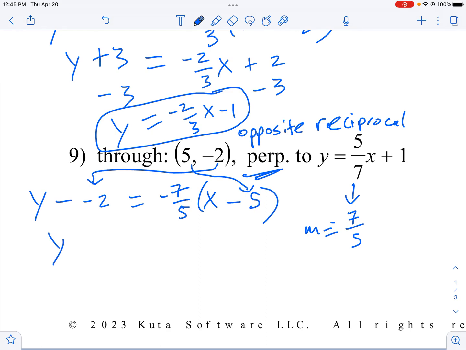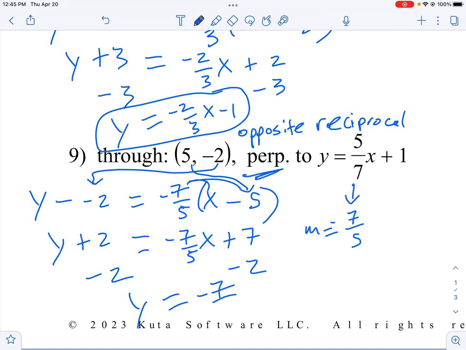And now I go through my simplifying process again. Subtracting negatives, same thing as add positive. I'm going to distribute my negative 7/5. So I got negative 7/5 x, and then plus 7 there. Again, you can use a calculator to help you out with that little computation. And now we're going to subtract the 2, and we got y is negative 7/5 x plus 5.